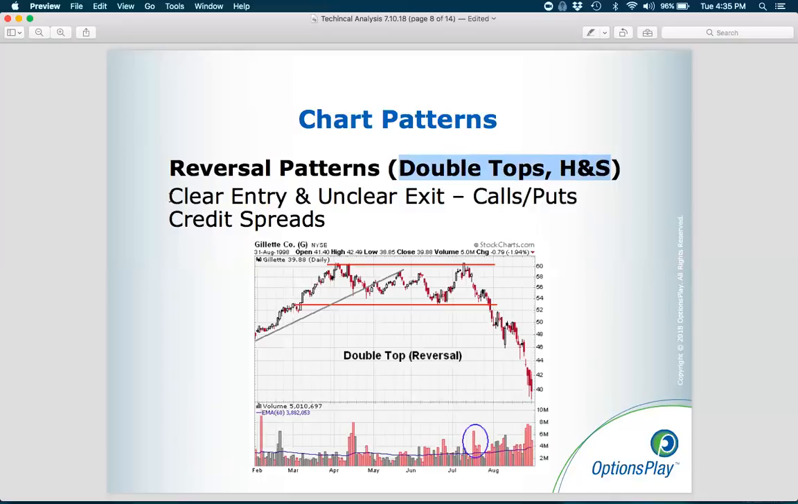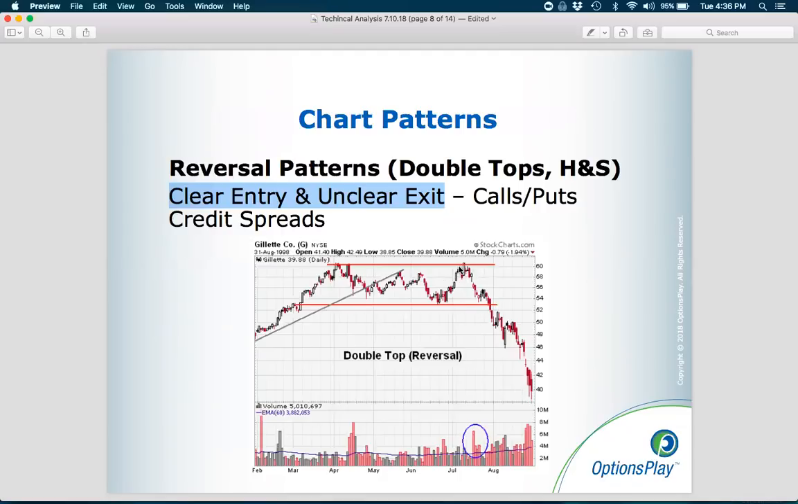And this also follows the same thing as breakaways, in that you have a clear entry but an unclear exit. So, for example, here I have a double top where the stock hits 60, hits 60 again, and then hits 60 again. This is almost like a triple top. And there's two ways that you can read this. Either you think that this is a triple top and it's going to move back down to its support level, which is where we saw here around the 53 level.